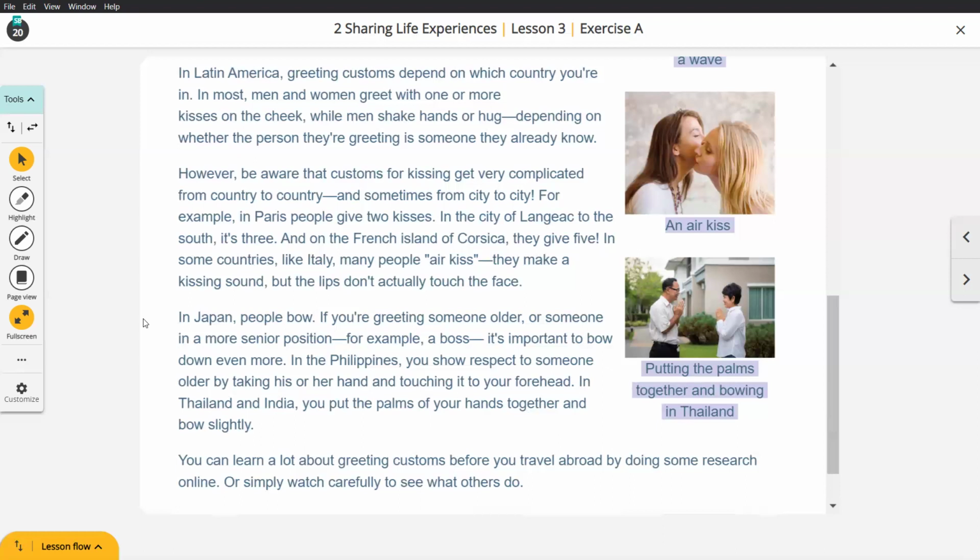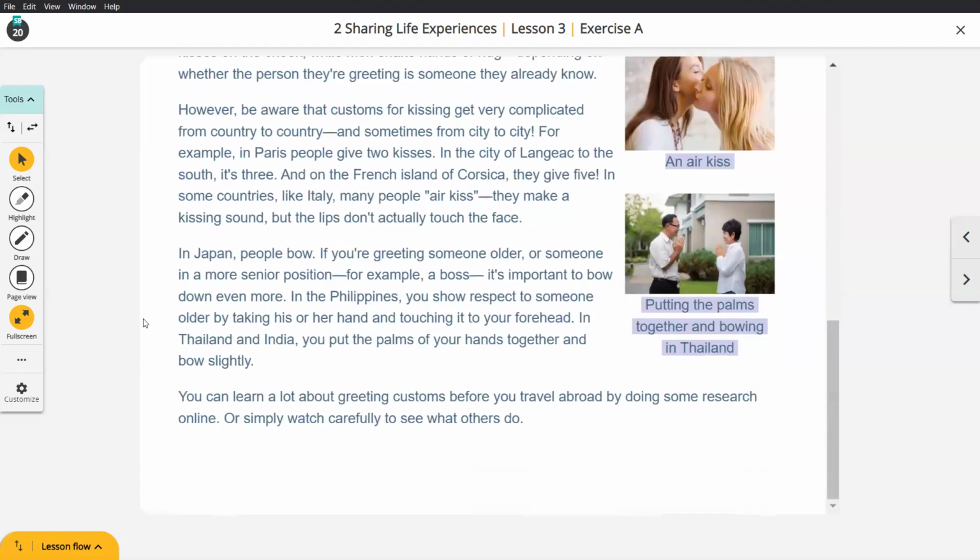In Japan, people bow. If you're greeting someone older or someone in a more senior position, for example, a boss, it's important to bow down even more. In the Philippines, you show respect to someone older by taking his or her hand and touching it to your forehead. In Thailand and India, you put the palms of your hands together and bow slightly. You can learn a lot about greeting customs before you travel abroad by doing some research online, or simply watch carefully to see what others do.